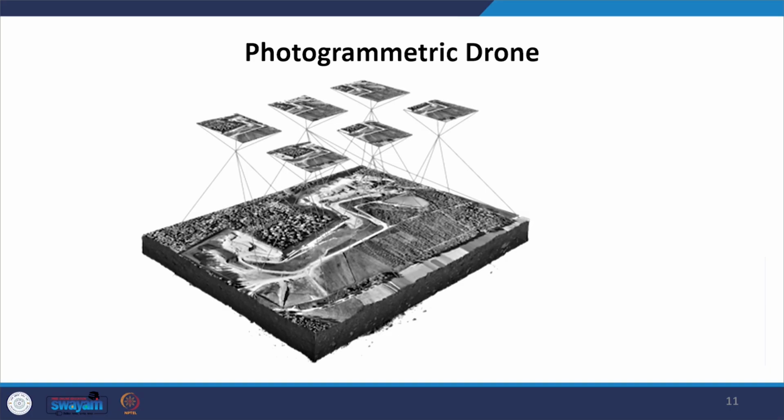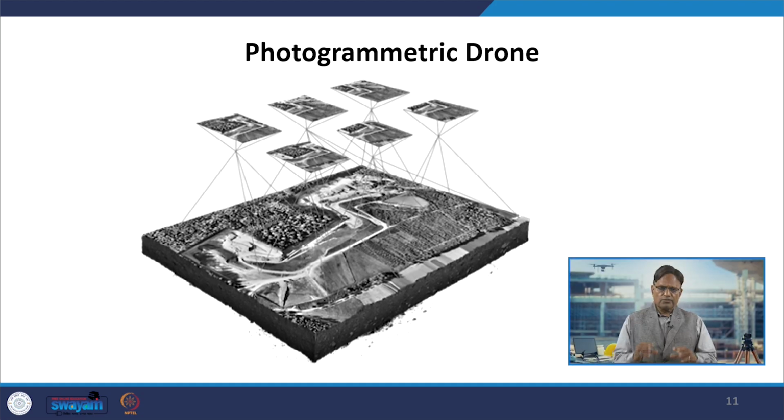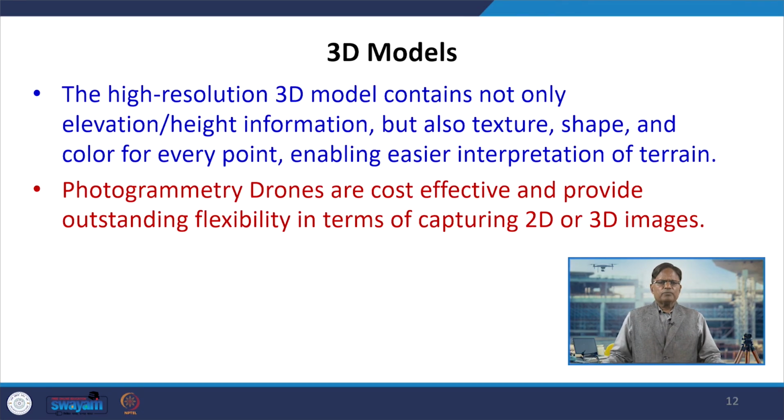So, this is how the photogrammetric drone looks. We take the photographs, you can see a bunch of photographs which are taken together and later on they will be stitched to create a mosaic and carry out the analysis part. We create 3D models from these photographs with the overlap region.